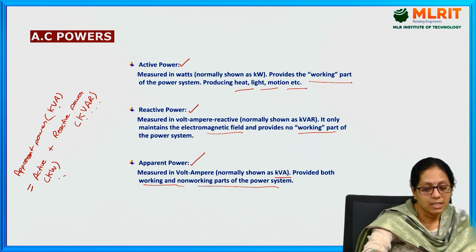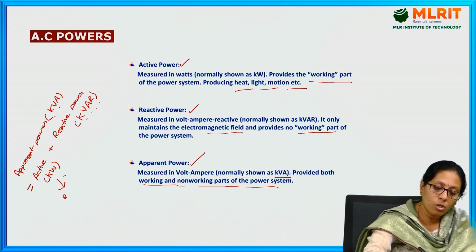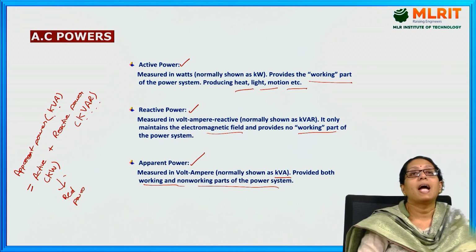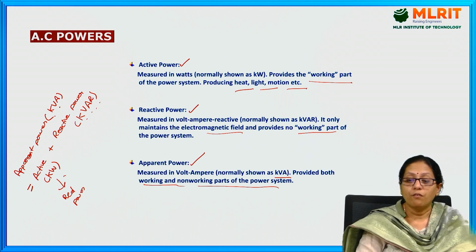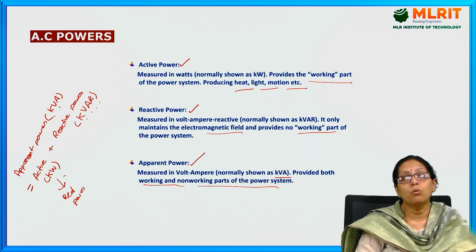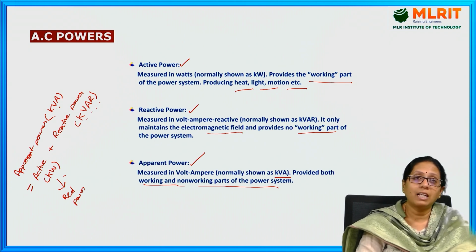Here this active power you will also call as real power. The active power you will also call as real power, means the power which is really used for lighting or for heating or for movement of any object. So the real power is the active power.